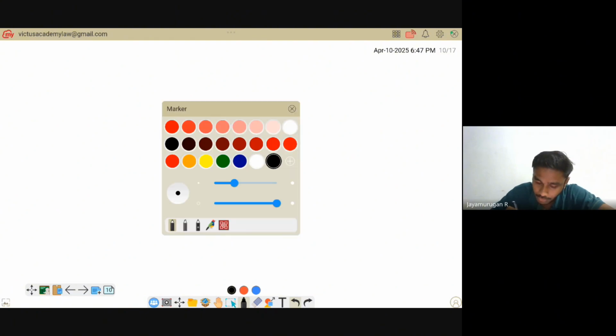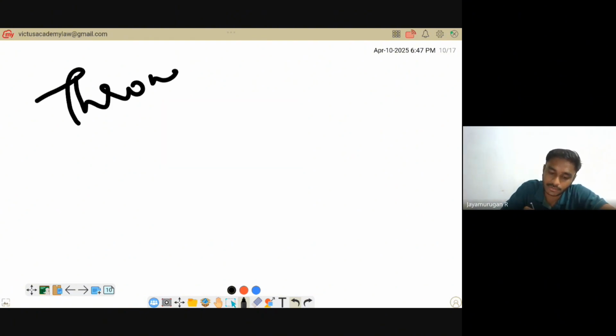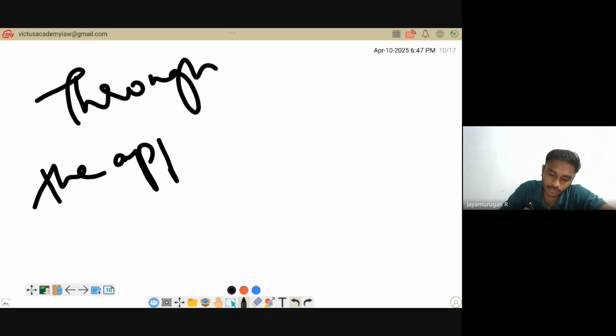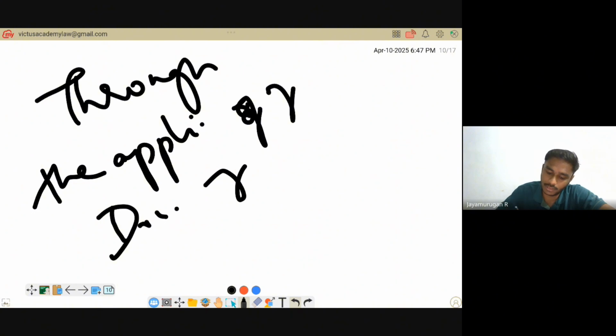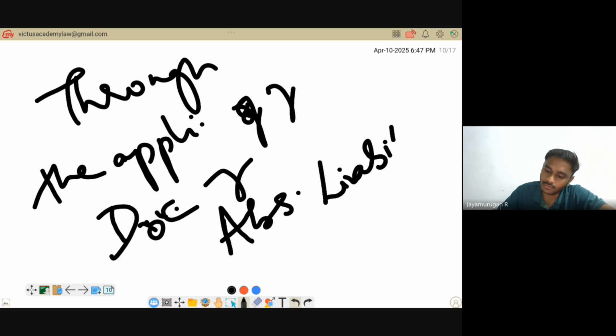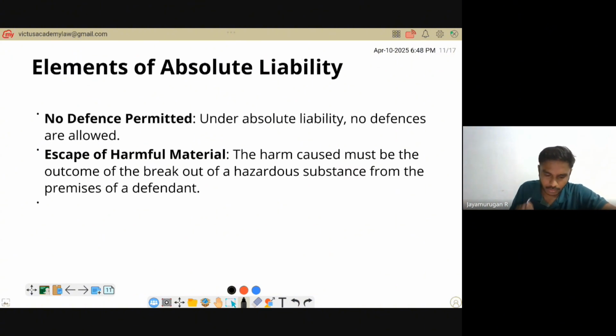How did the court come to such a conclusion? Through the application of the doctrine of absolute liability. So this is one of the cases in India which made use of this doctrine of absolute liability. Okay, so let's see a few, as I told you, the elements of absolute liability.